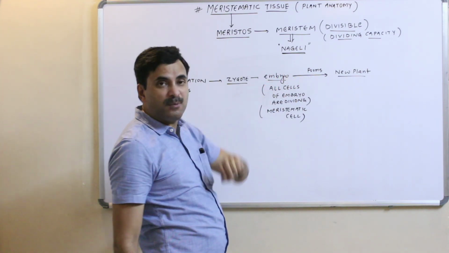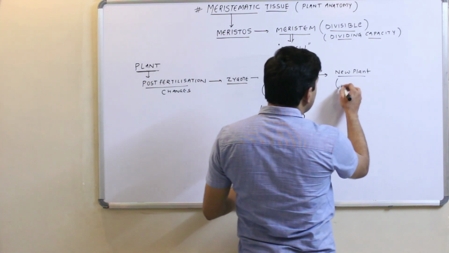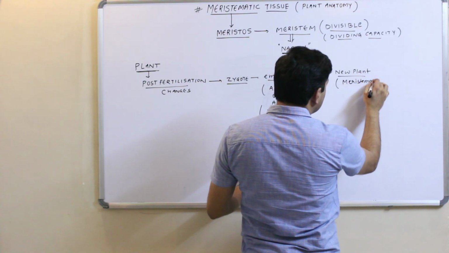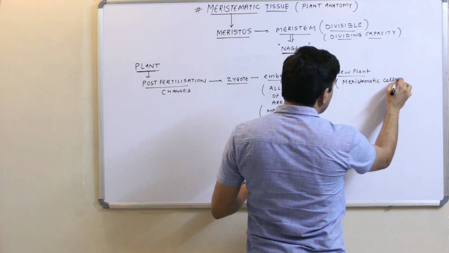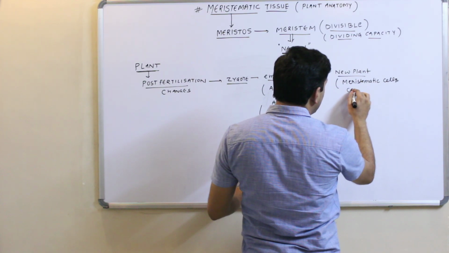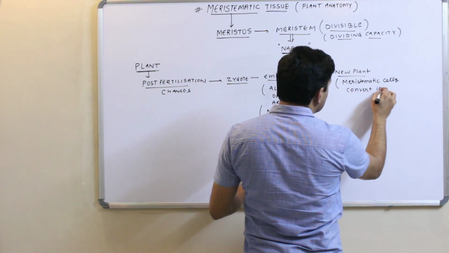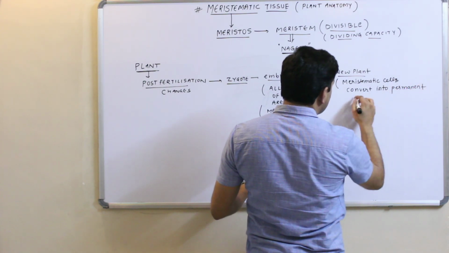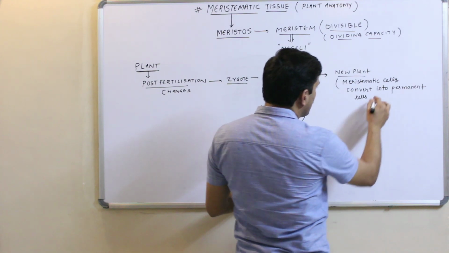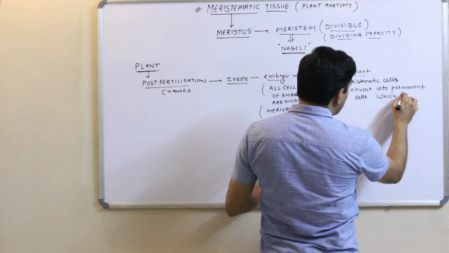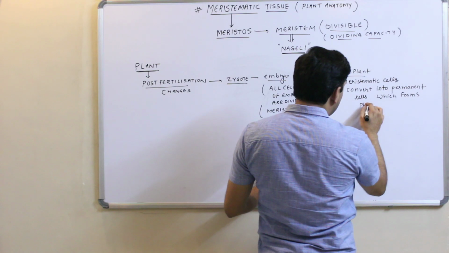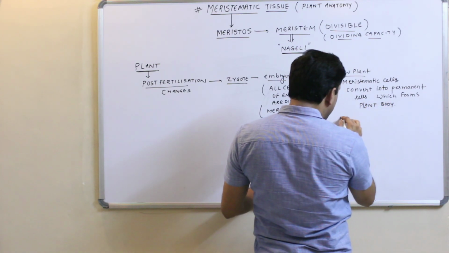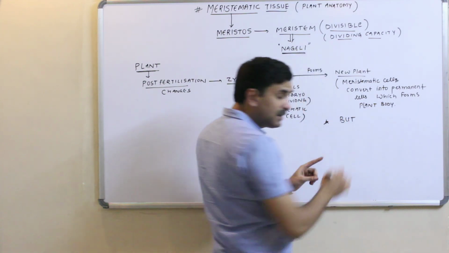But when the embryo forms a new plant, what happens? The meristematic cells convert into permanent cells, which form the plant body. But remember this thing. This is very important.